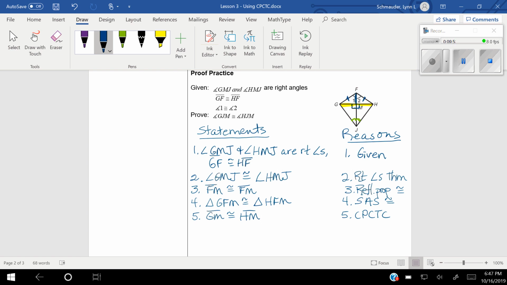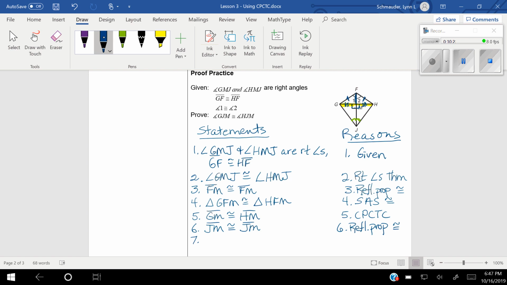So I'm almost there. I just need one more thing. I've got a side. Look at this. I've got these two sides. I've got the two right angles. So what do you think? Don't I just need to say JM is congruent to itself? Once again, reflexive property of congruence. And now I know the triangles at the bottom are congruent.